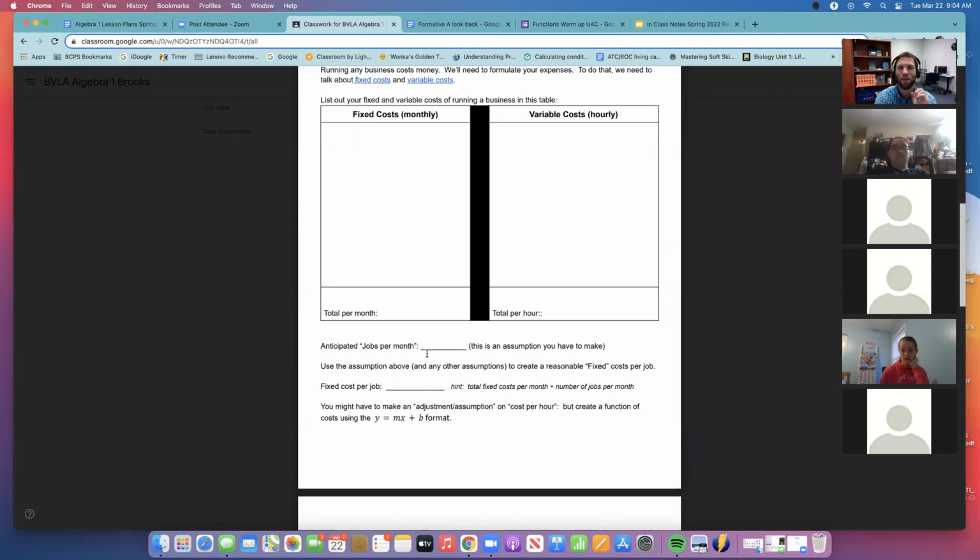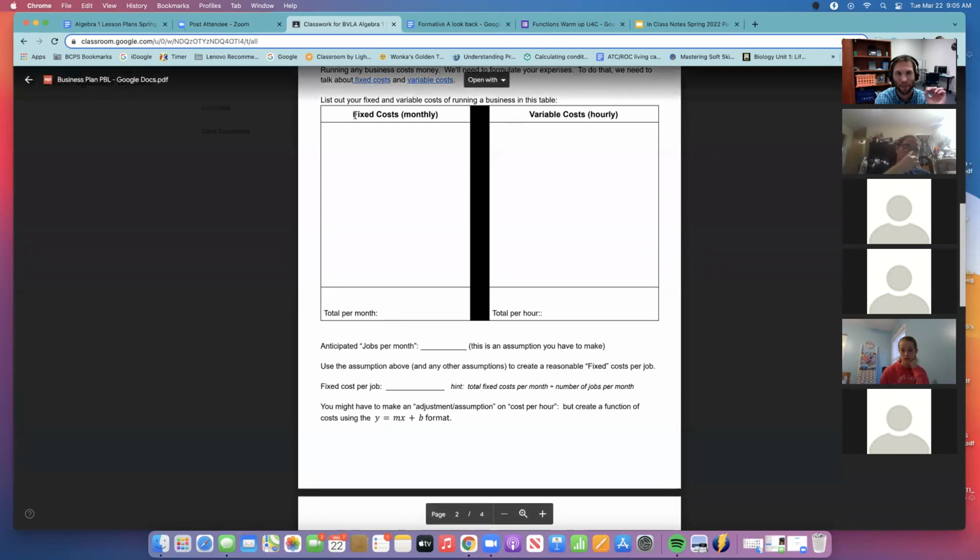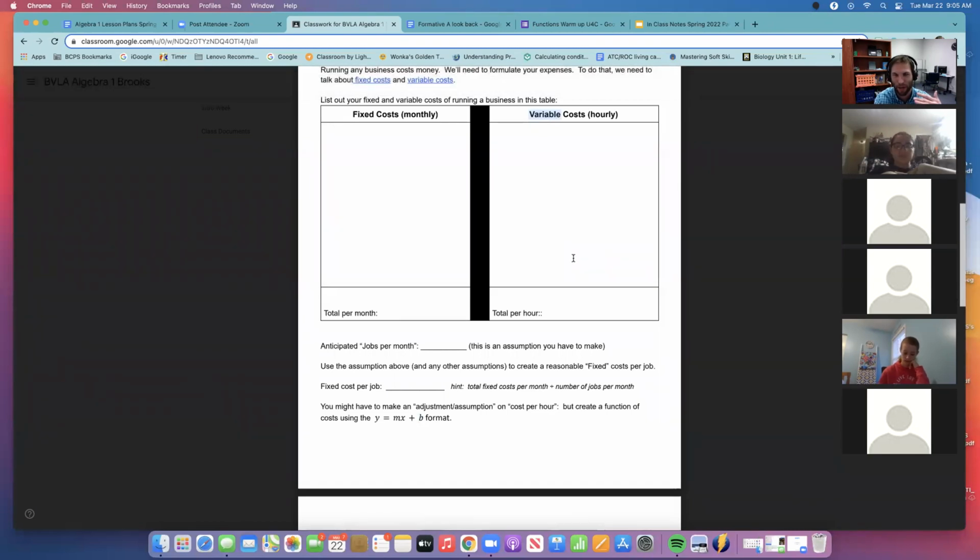Okay, so you're going to have to do a little bit of converting here with the math. Fixed costs, you're going to list it out monthly and then divide it by the number of jobs in the month, and that's going to tell you your starting amount. And then your variable costs are per hour, because in this case X is number of hours, and you're going to find the total amount of cost per hour. That's going to be your M. And lo and behold, you put your fixed costs and your variable costs together, and you have your linear function y equals mx plus b.